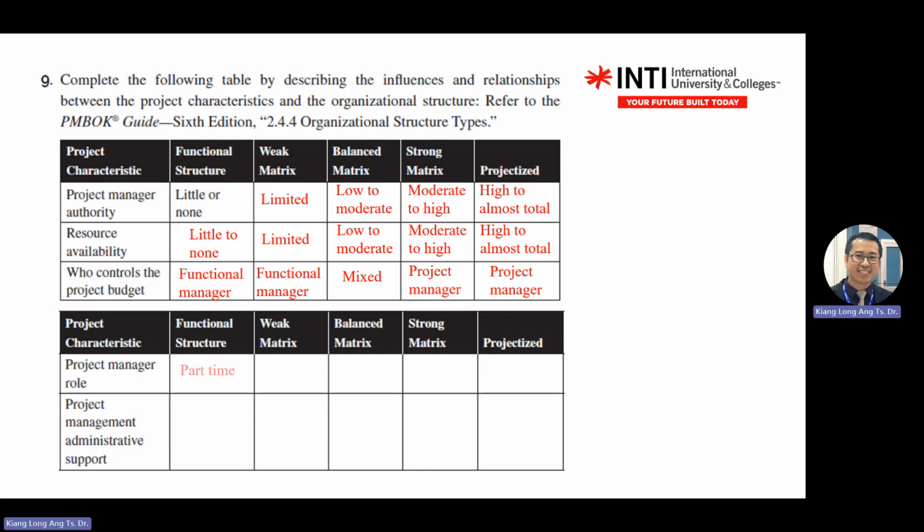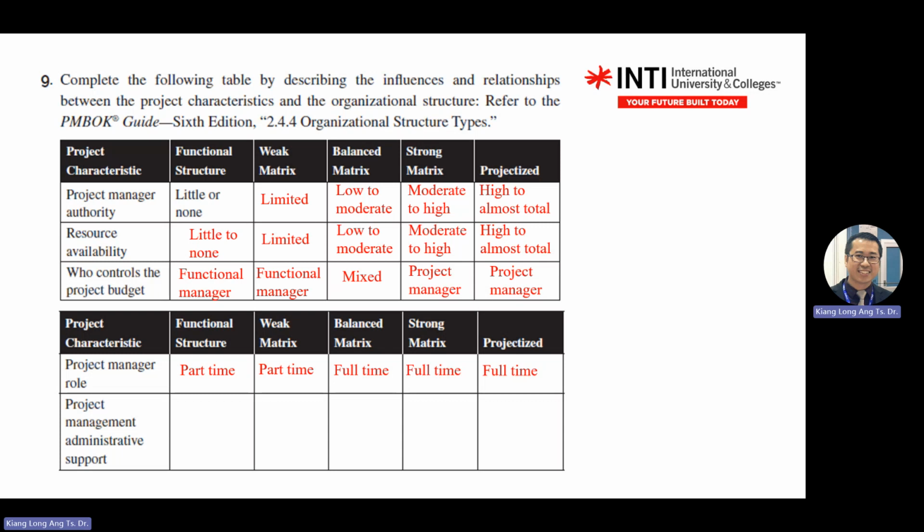So this one, project role, you need to fill in whether the role is full-time or part-time. So for functional structures, because the PM is not viewed as a professional, the role will be part-time. Then it moves towards full-time. Starting from balance matrix, your PM will be full-time staff already. So don't fill in the full-time, part-time answer above in the above table.